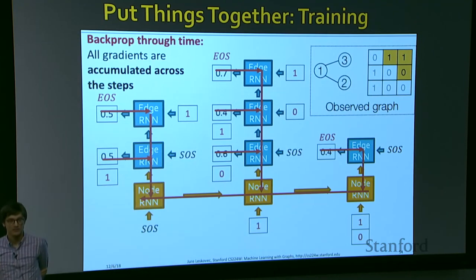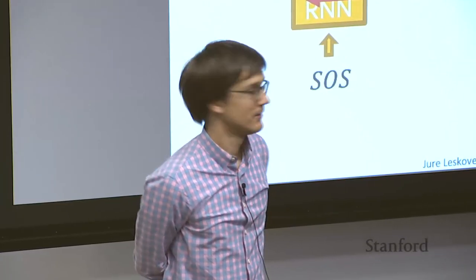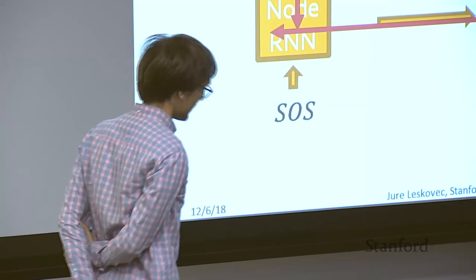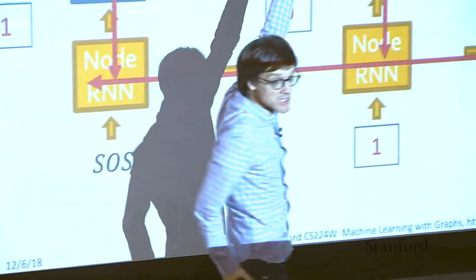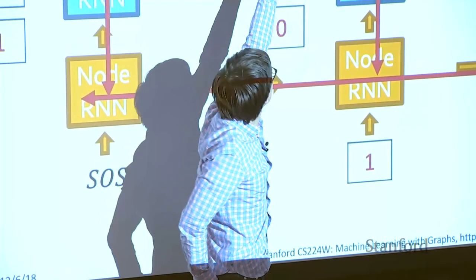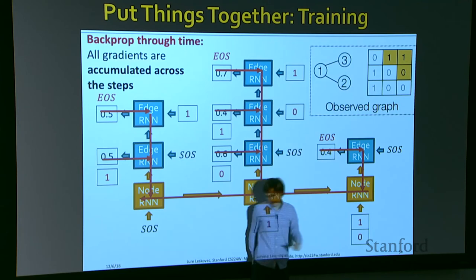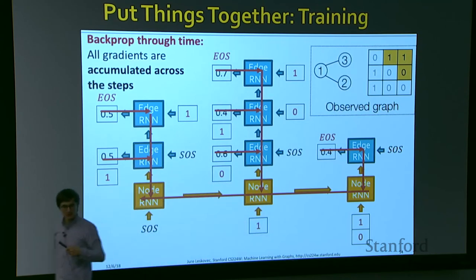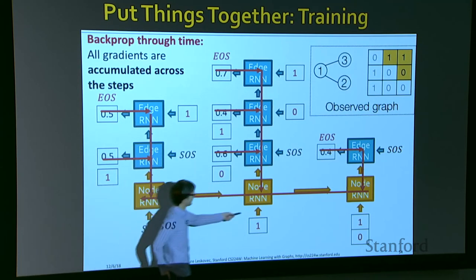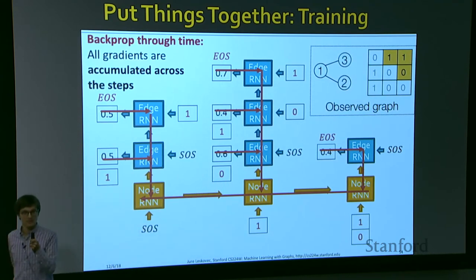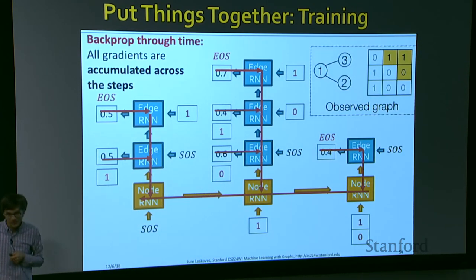Yes? Each edge level RNN seems to have one more stage than there are edges. What is the purpose of the last output? The purpose of the last output is to say end of sequence and to take that and feed it to the next node level. So I'm doing one more update of the state so that the node level RNN gets the updated state. That's the intuition. All right, good. So this is how this will work.